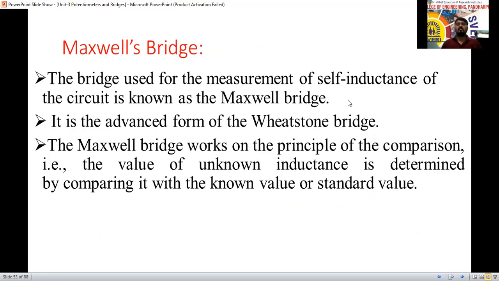Now we'll go directly to the Maxwell bridge, that is, the AC bridges we are going to use. The bridge used for the measurement of self inductance of a circuit is called the Maxwell bridge. It is an advanced form of the Wheatstone bridge, same as the Wheatstone bridge, but the resistances are replaced by impedances. The Maxwell bridge works on the principle of comparison: the value of the unknown impedance is determined by comparing it with a known or standard value.